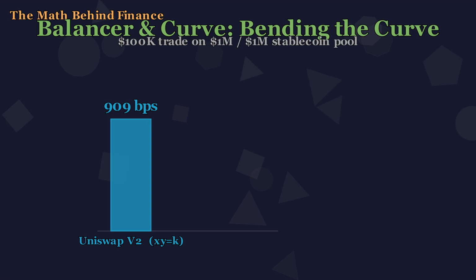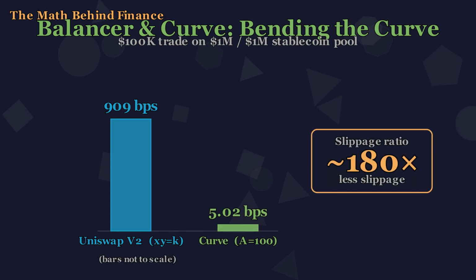Here's the payoff. A $1 million stablecoin pool. You trade $100,000. On Uniswap V3, you lose 909 basis points to slippage. On Curve with A equals 100, just 5 basis points. 180 times less slippage for the exact same pool size.